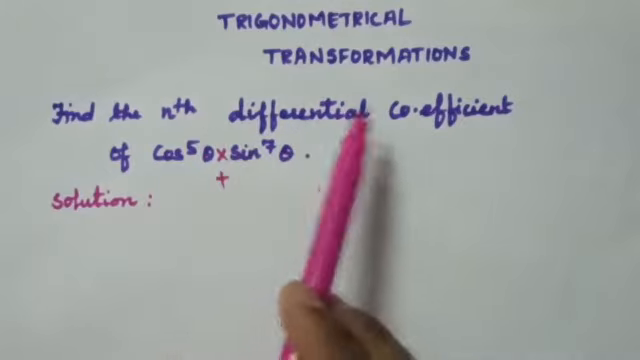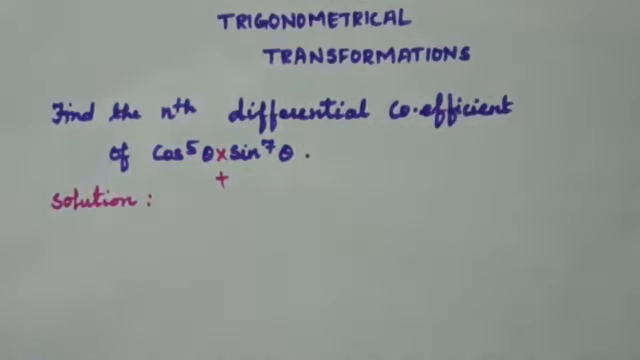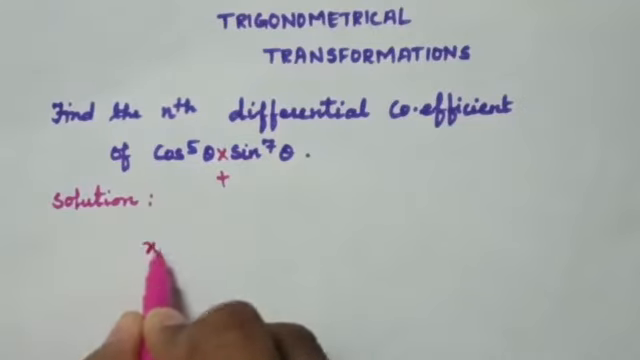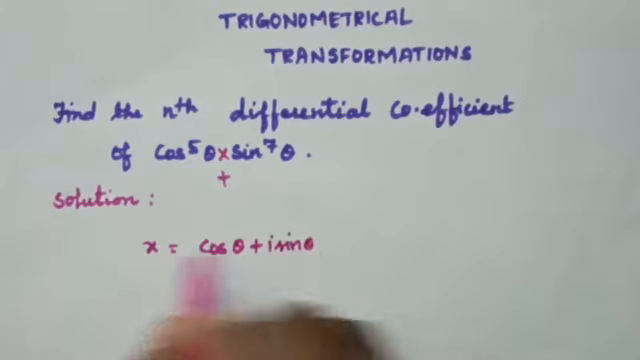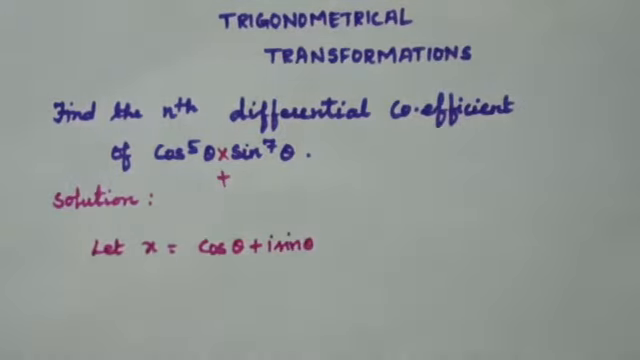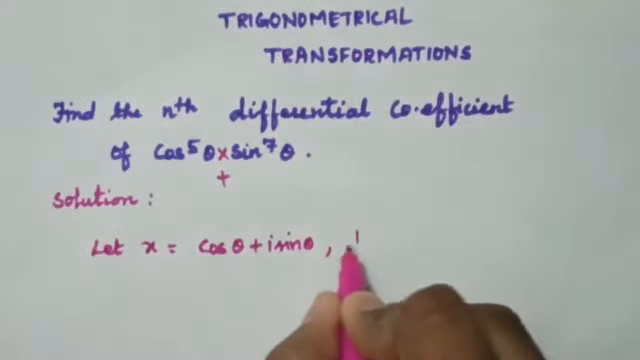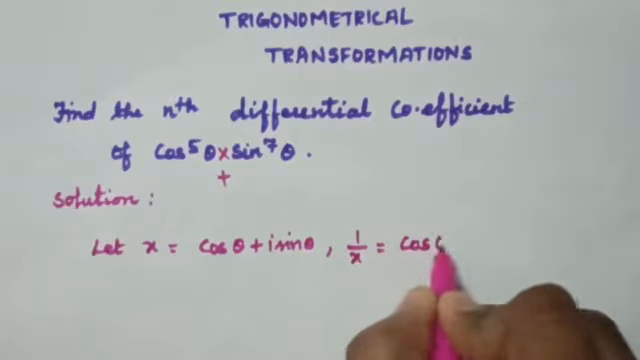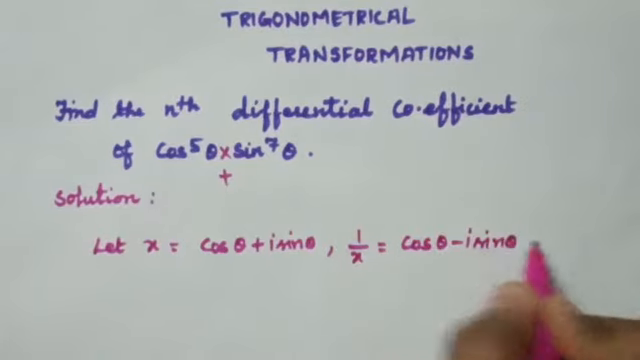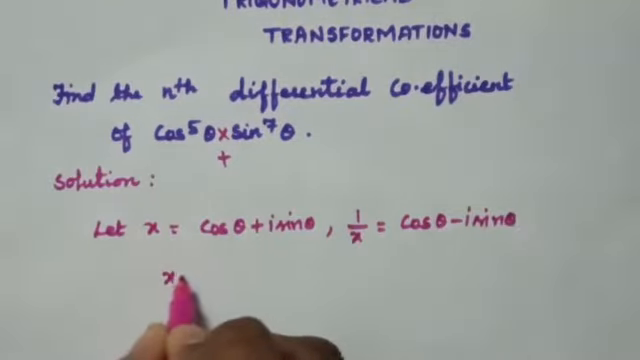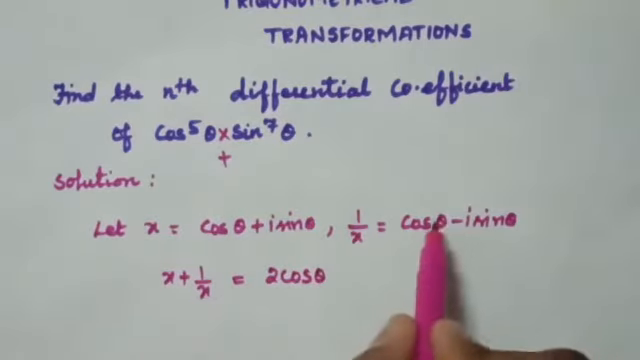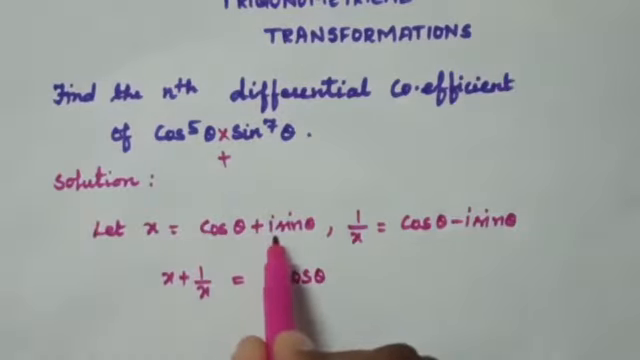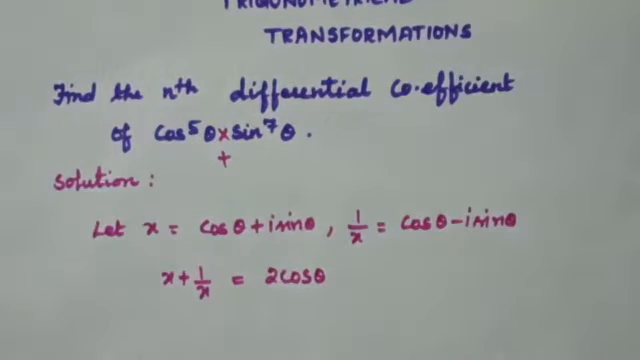What is the nth differential coefficient? We have to find the nth derivative of this product. So first we take x as cos theta plus I sin theta, and 1 by x will become cos theta minus I sin theta. So you will get x plus 1 by x as 2 cos theta. If you add these, you get cos theta plus cos theta, 2 cos theta, and minus I sin theta and plus I sin theta will go off.